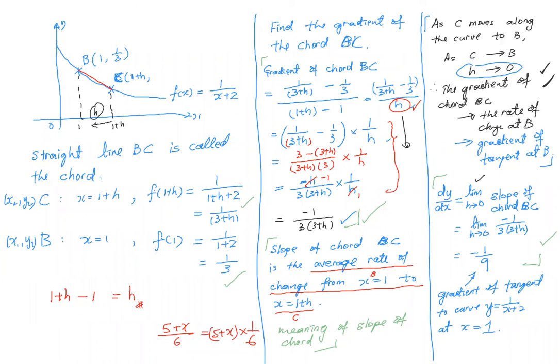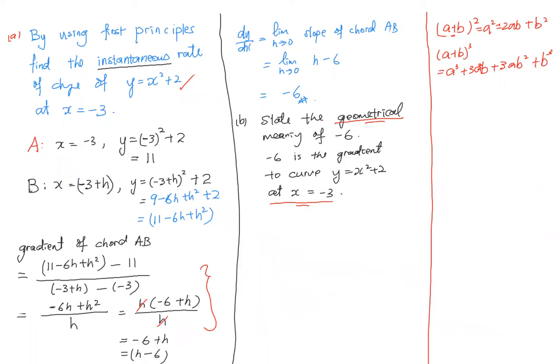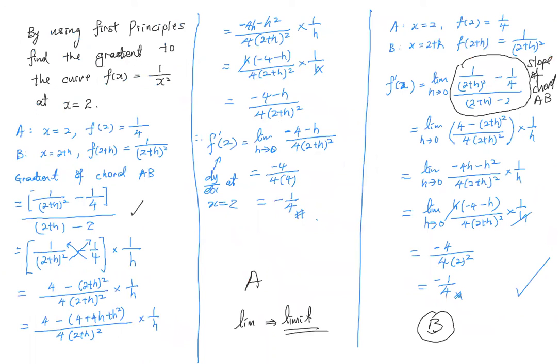Can you go to the next slide? The last one. This one is also times 1 over h. Same thing, simplified. Because here I simplify, it becomes 1 over 2 plus h squared minus 1 over 4, divided by h. And then the minus 4 minus h over 4 times 2 plus h squared.